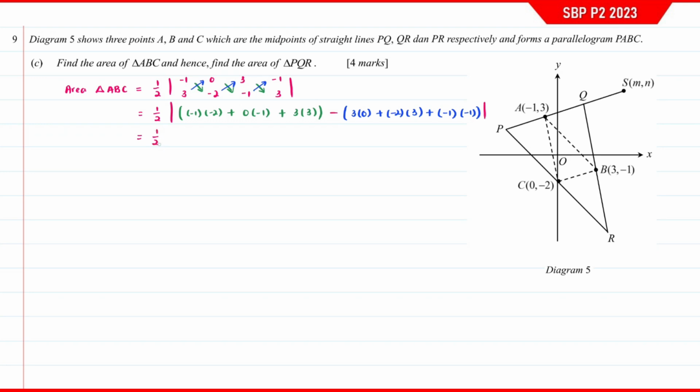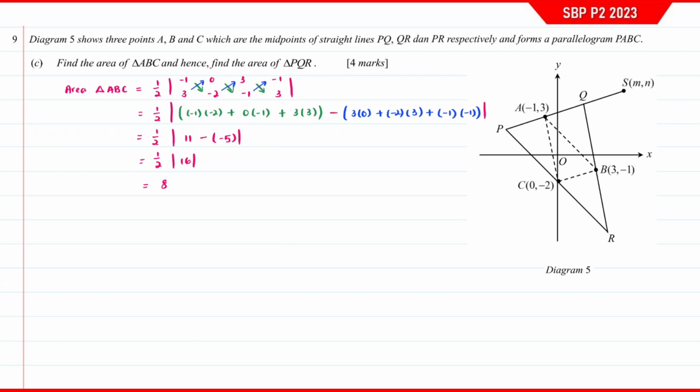Next, we get 1 over 2. For the first bracket, we get a total of 11. Then minus, and the sum in the second bracket will be -5. So this is equal to 1 over 2 times, and the total inside the modulus will be 16. Then the area will be 8.